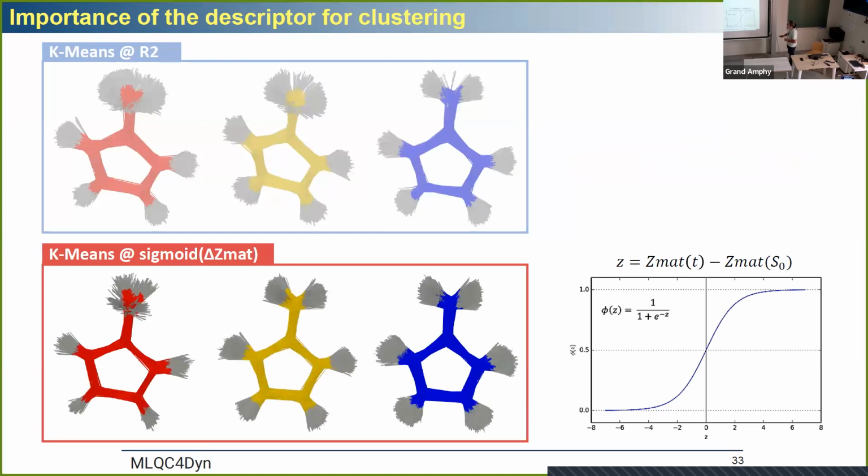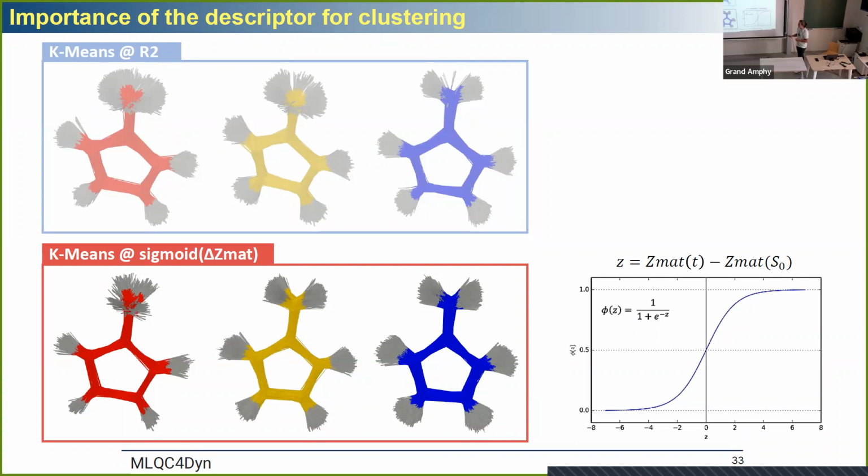So now we are working with one version of the Z matrix, which is just the difference between the Z matrix of your frame and the Z matrix of some reference state geometry. And on top of this, we calculate a sigmoid function just to have something that is normalized between 0 and 1, some nonlinear distribution of these features. So for every coordinate, bond, angle, and dihedral, we apply this nonlinear transformation.